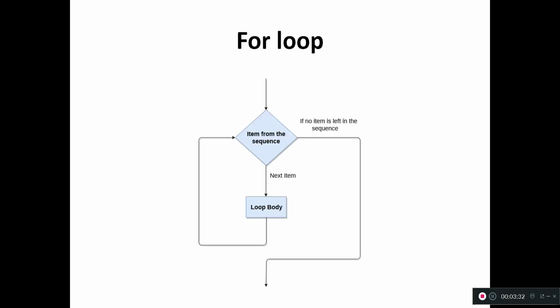Now, let's go to the for loop. The for loop in Python is used to iterate the statements or a part of the program several times. It is frequently used to traverse data structures like list, tuple, and dictionary.